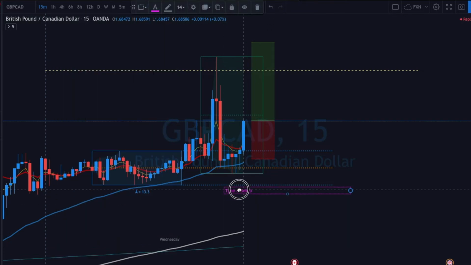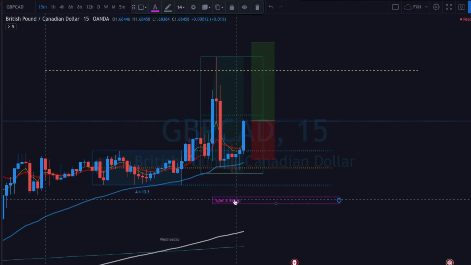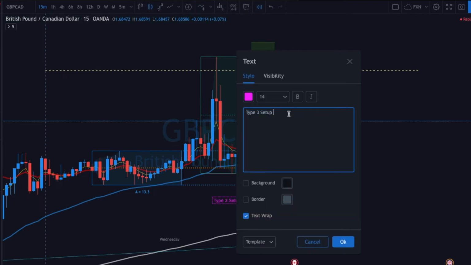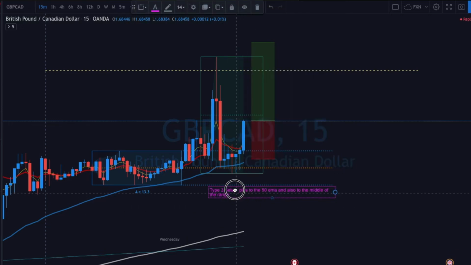Okay, and put whatever other details you want. You can add to this saying pins to the 50 EMA and also to the middle of the range, right? So as much detail as you can.